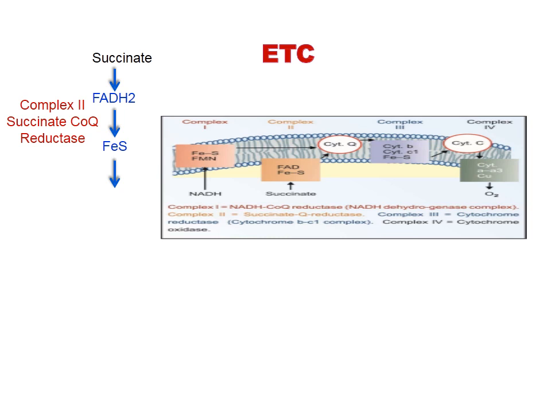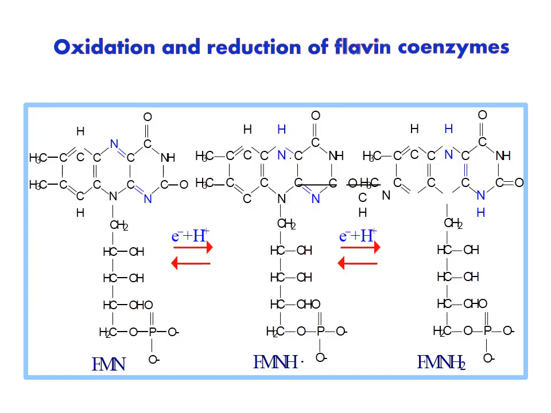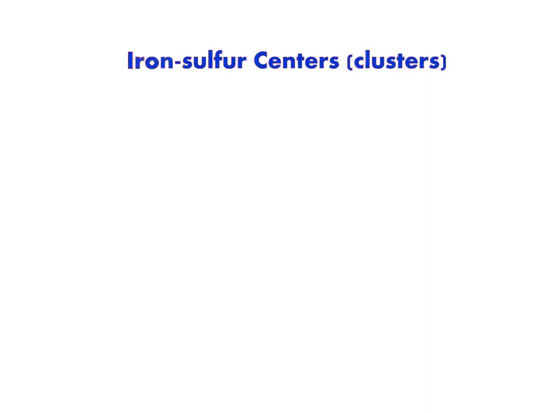So, the electron transport chain will start with complex 2 when the substrate is succinate. If the substrate is glycerol or pyruvate, it starts with complex 1. This is the flavin coenzyme. They are showing FMN becoming FMNH2.